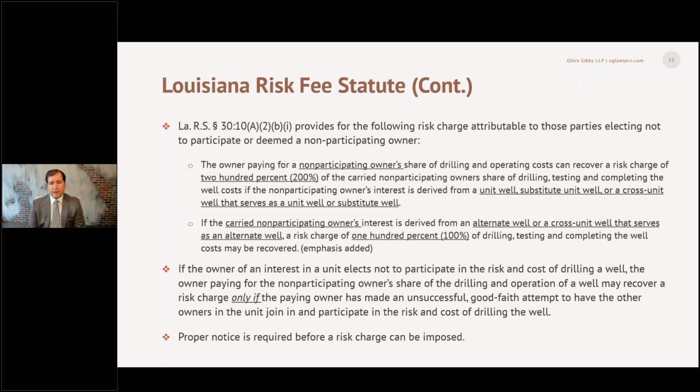You're going to make sure you're following the statutory provisions regarding notice to a T. You want to make sure that you are following those to the letter of the law to make sure that you're able to charge these risk charges.